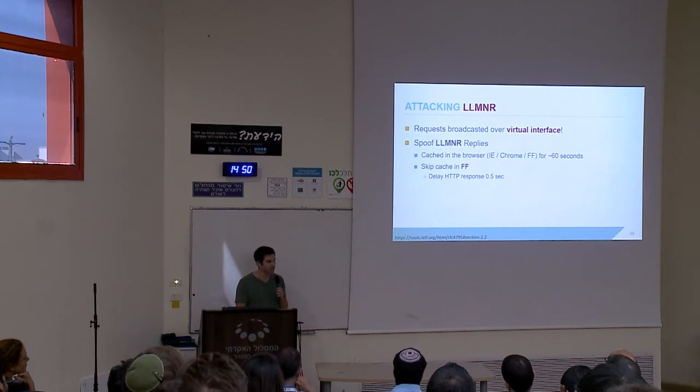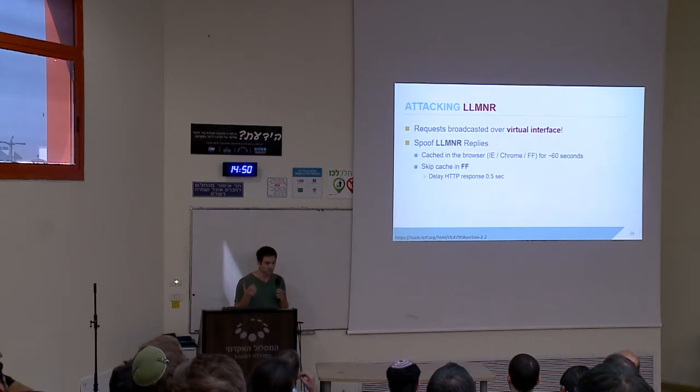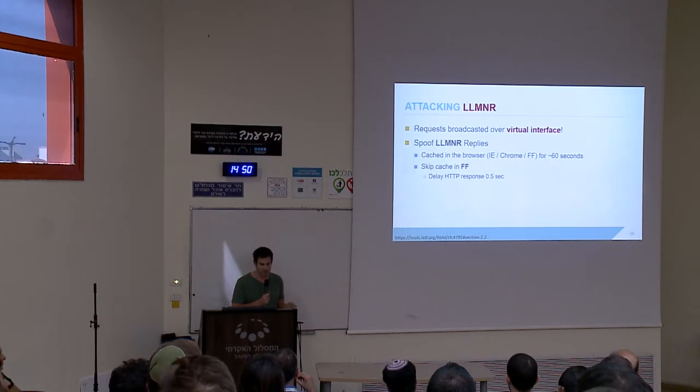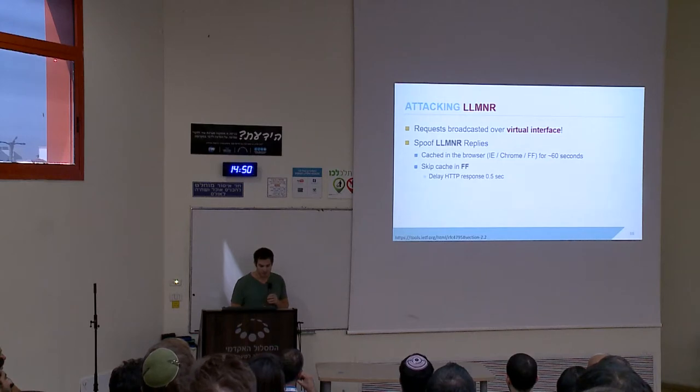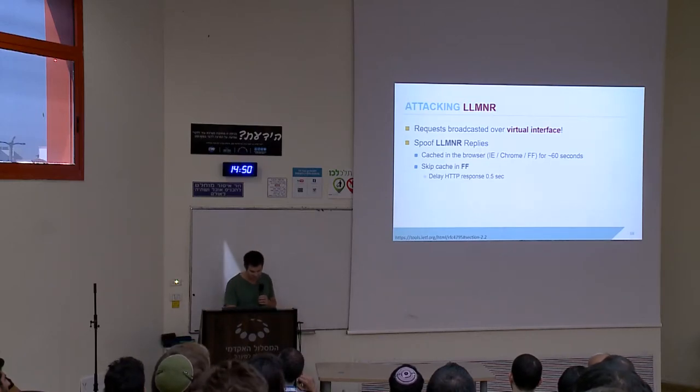So now we can spoof LLMNR responses from a container sharing the same network as the virtual host. And that response is cached in the browser. In most browsers, it's cached for about a minute. So it means it will take us a minute to bypass the same origin policy. But if a minute is too much, you can skip this cache. In Firefox, for example, if you simply delay the HTTP response by half a second, then instead of waiting 60 seconds to bypass the same origin policy, it will take you half a second.